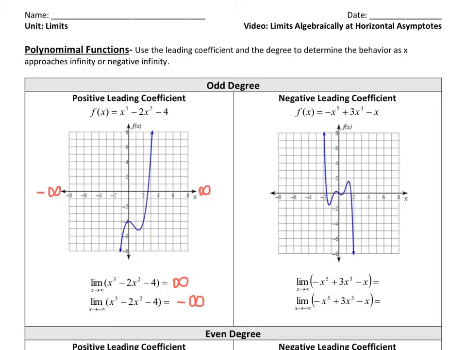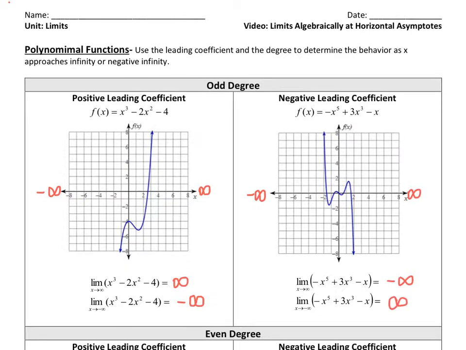The next example, if I have an odd degree, say a power of 5, and a negative leading coefficient, a negative 1. Again, my end behavior says as x goes to infinity and as x goes to negative infinity. So as x goes to positive infinity, it looks like the graph is headed down to negative infinity. And as x goes to negative infinity, the graph is headed up. So the graph is headed to positive infinity.